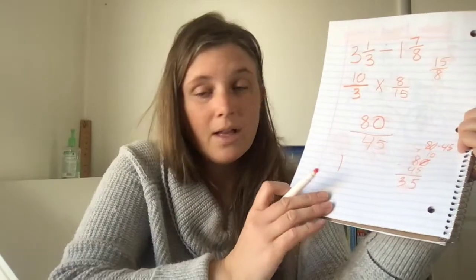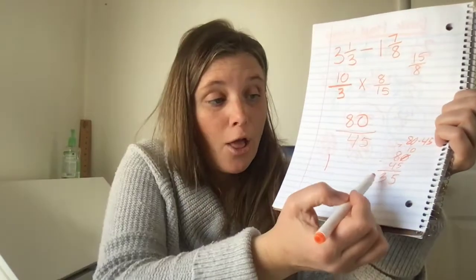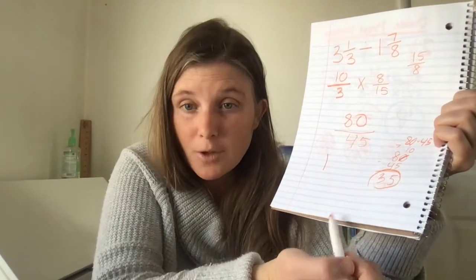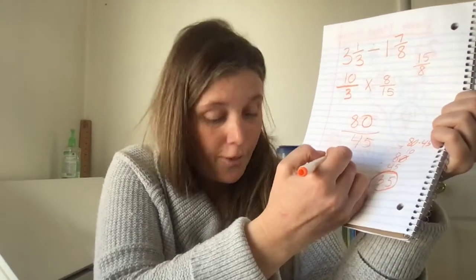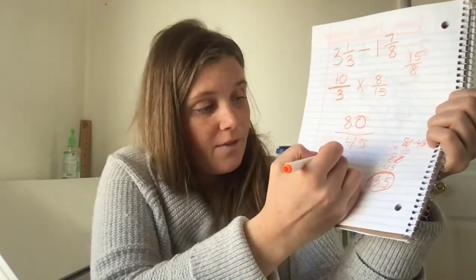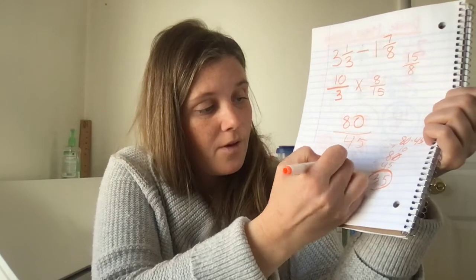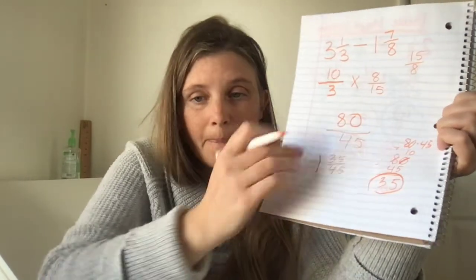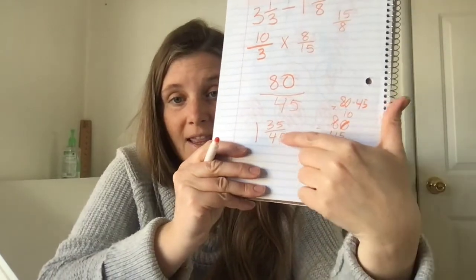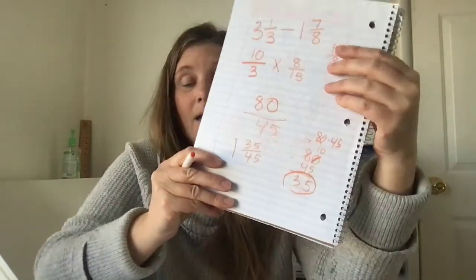So we made a whole, and then when we did that, then we had 35 pieces left over. So 35 45ths. Now, can we simplify that even more? Yes, I just need to go over to my new page. So 1 and 35 over 45.